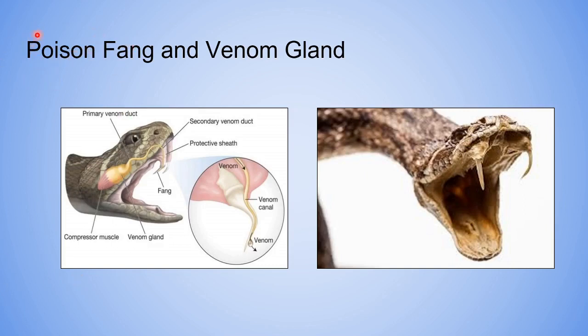So here I used the term poison. Actually, the most apt term is venom. It is a mistake. It is actually a venom gland, so consider it as a mistake. It is a venom gland rather than a poison gland. It is a venom rather than a poison.